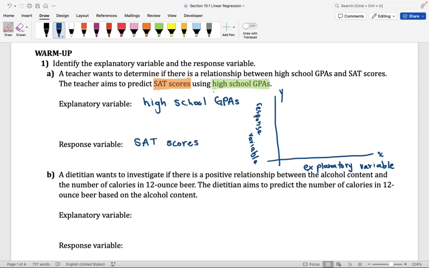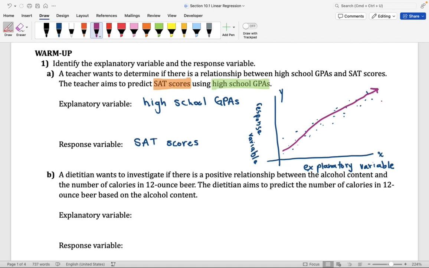We can go and randomly select high school students. We can look at their high school GPA and their SAT scores. We can come up with a scatter plot, and we can see if that scatter plot is going to follow a linear pattern. If we see that the scatter plot follows a linear pattern, we can go ahead and find the regression line that models that linear pattern. Here, our x values are going to be the high school GPAs. Our y values are going to be the SAT scores.